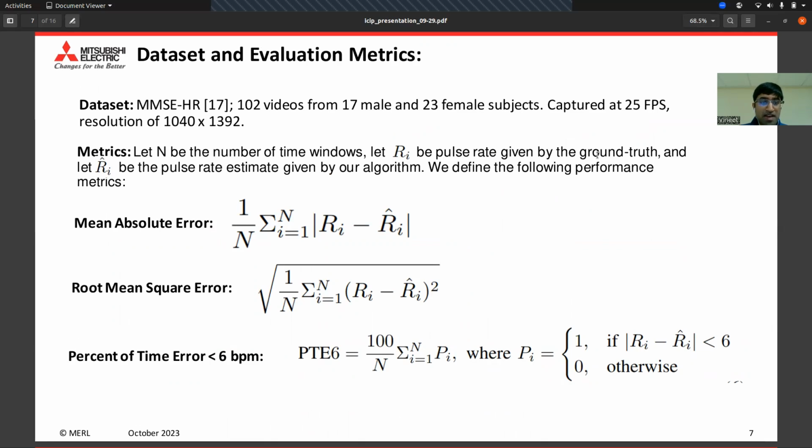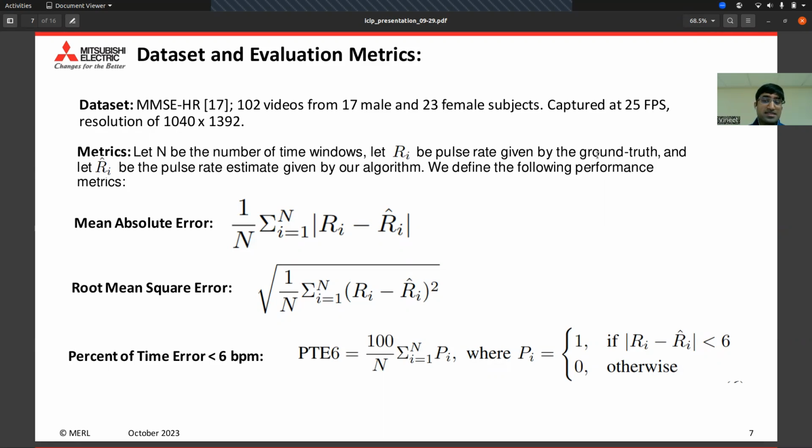We then define 3 evaluation metrics: the mean absolute error, root mean squared error, and the PTE6. The mean absolute error and root mean squared error are defined as the difference between our estimated pulse rate, R hat i, and the ground truth pulse rate, Ri. While the PTE6 is a quantity defined to determine how many of our pulse rate estimates are within 6 beats of the ground truth, and this is expressed as a percentage.